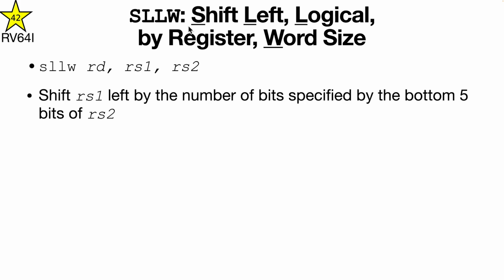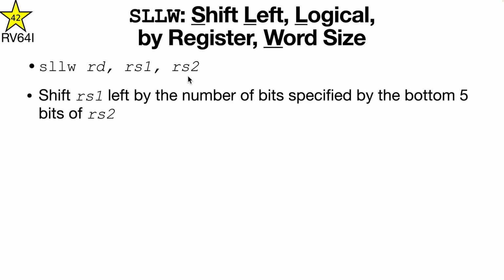Well, the SLLW is shift left logical as usual, but now it is a shift by register with a word size register. So the W suffix, like we had seen before for add W and sub W, is used when RV64I code wants to use word sized registers, the 32-bit registers, instead of the full 64-bit register size. Now, of course, the reason why this came up was because we were using ints, not longs, 32-bit values. So SLLW is just going to be like we've seen before.